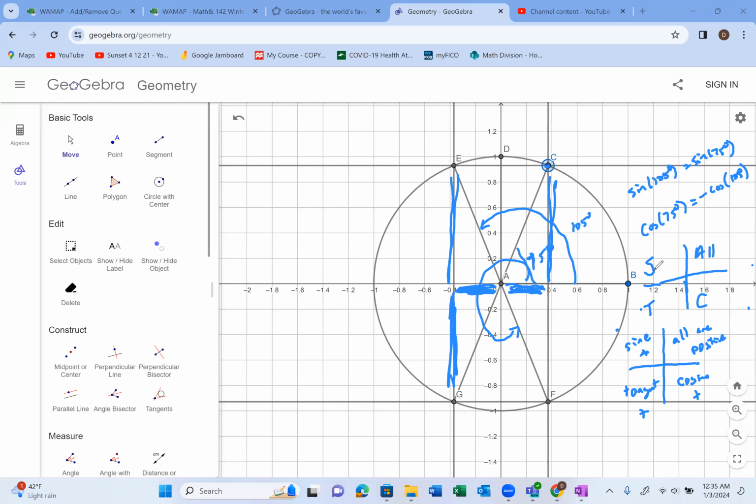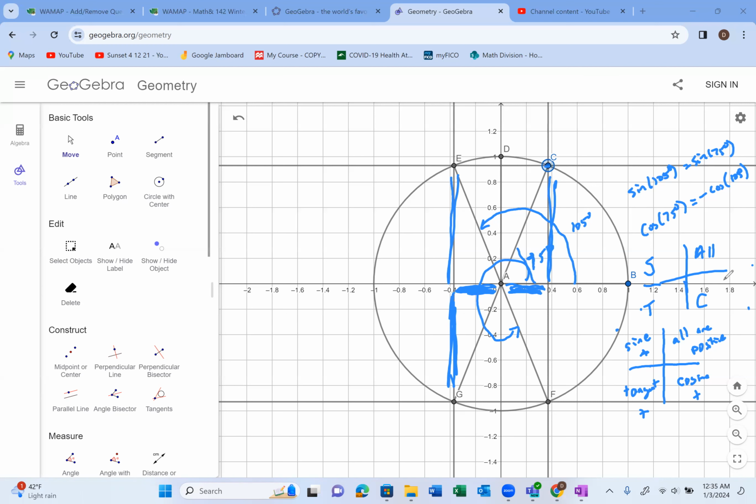Sine is positive in the second quadrant. Tangent and cosine are negative. Tangent is positive in the third quadrant. Sine and cosine are negative. And the cosine value that you look at for an angle that ends here in the fourth quadrant would be positive, where sine and cosine are negative.